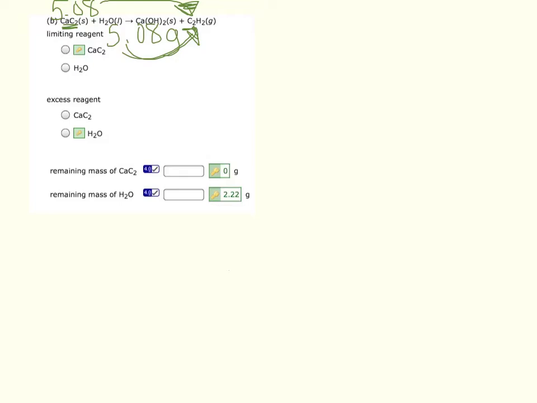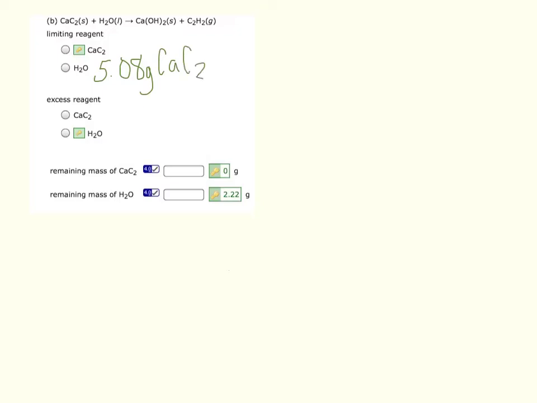So we will start with the 5.08 grams of the CaC2, and I'm not going to have enough room, so I'm going to have to leave out some of the labeling. Change it into moles. So 1 mole of CaC2 has 64.1 grams. I added up 1 Ca and 2 Cs to get the 64.1.